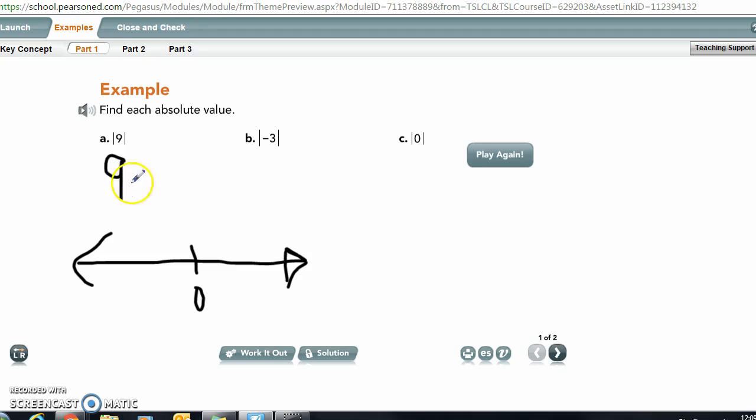Now, a lot of students will put their answer in these brackets, which is not correct. Your answer just needs to be a number. If you leave it in the brackets, you're actually telling me to find the absolute value of that number.